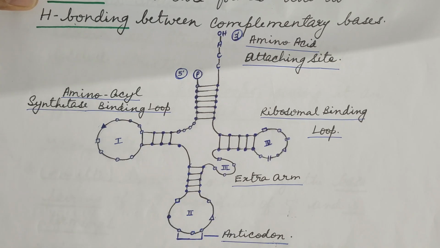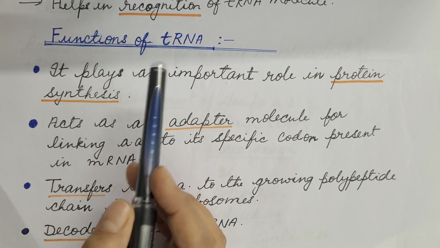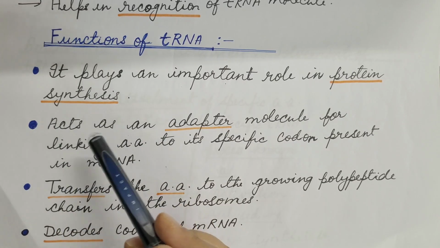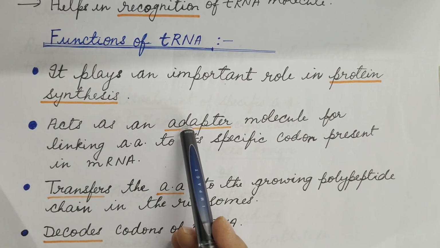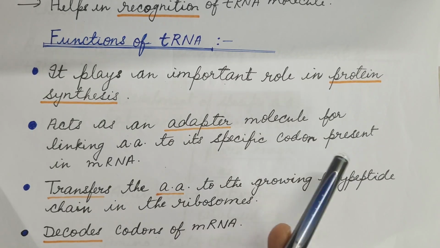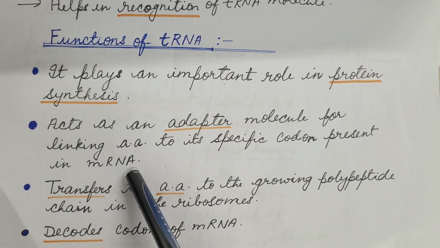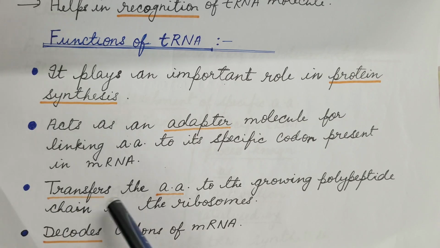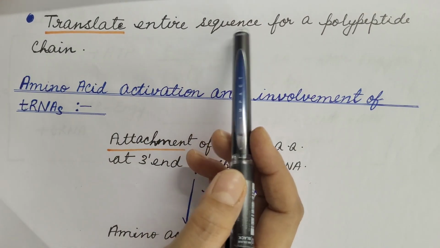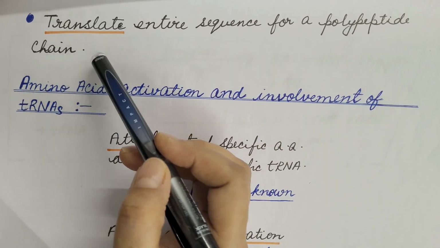Functions of transfer RNA. It plays an important role in protein synthesis. It acts as an adapter molecule for linking an amino acid to its specific codon present in messenger RNA. It transfers the amino acid to the growing polypeptide chain in the ribosomes. It decodes codons of messenger RNA. It translates the entire sequence for a polypeptide chain.